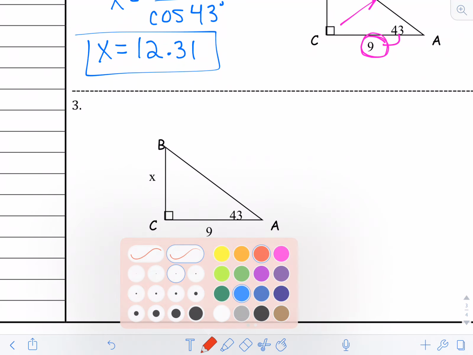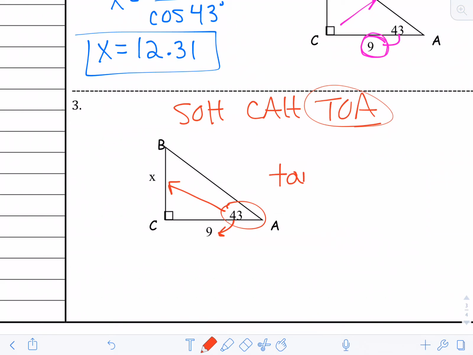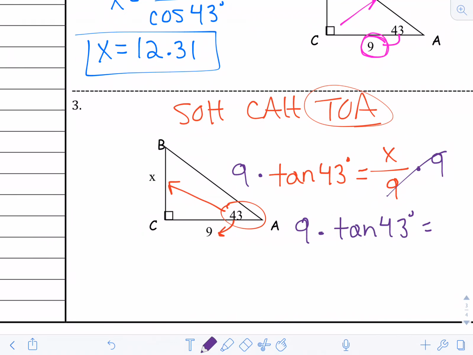Last one here. So again, look at what you have, okay? So there's my 43 degrees. You have opposite and you have the adjacent. So when you look at SOHCAHTOA, you want to see which one of these has the opposite and adjacent, and you notice that is your tangent. So you have tangent of 43 degrees is equal to opposite, which was your x, over adjacent, which is your 9. So to get x by itself, you just have to multiply both sides here by that 9, because that gets rid of this. So 9 times that tangent of 43 degrees is equal to x. Make sure your calculator is in your degree mode. When you type that in, it should give you 8.39. And that is the length of that side.